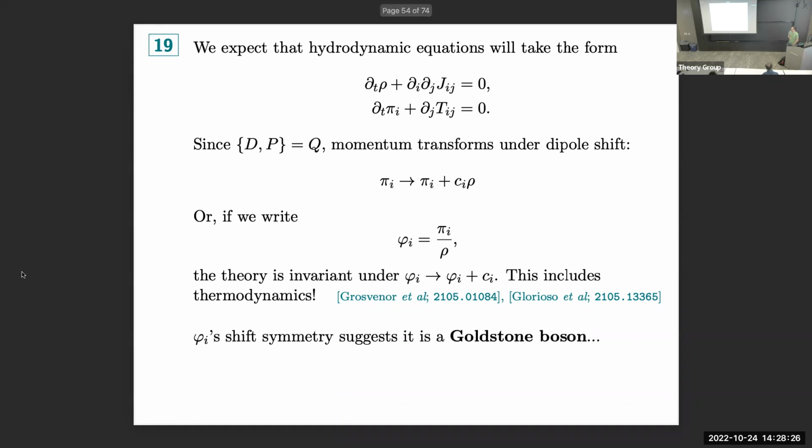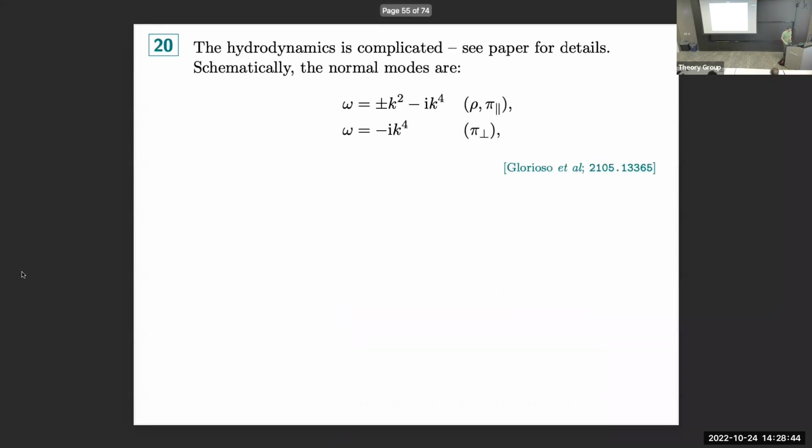Okay. And this is maybe a bit suggestive that this phi will be a Goldstone boson. And that is in fact the correct interpretation of phi. It's not obvious at this point, but I'll try to explain a little bit why that's the case. The hydrodynamics of this theory is complicated. There's a lot of tensors and so on. So you can see our paper if you care.